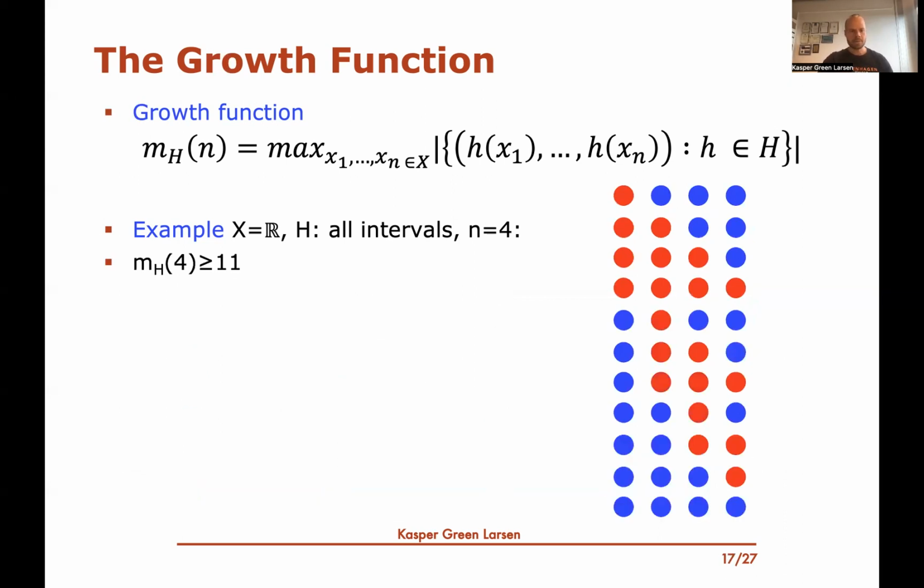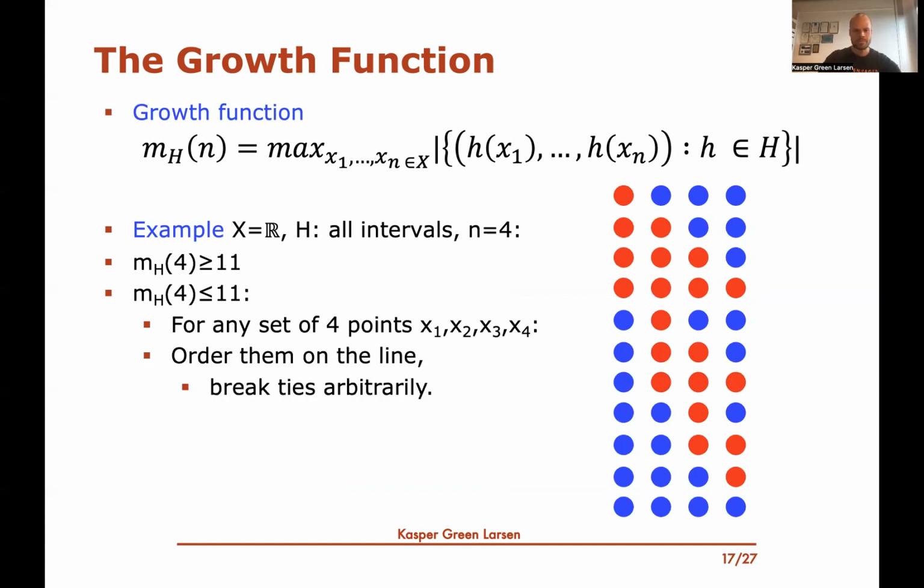So these were the 11 dichotomies that we saw before in an example of 4 points. And now we can also show that indeed it is at most 11, because I can make the same arguments as before. If I have any 4 points, x1 to x4, I can order them on the line, break ties arbitrarily, and then any labeling, any dichotomy I can generate, will be one of those that I see over here, right? It has to be one of these 11 dichotomies that I have on the right. There's no way I can generate other labelings.